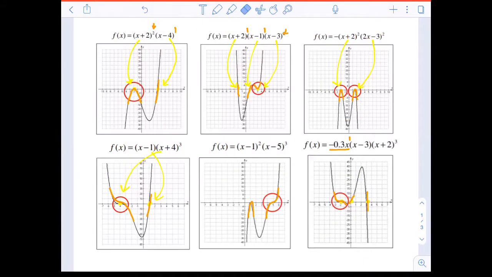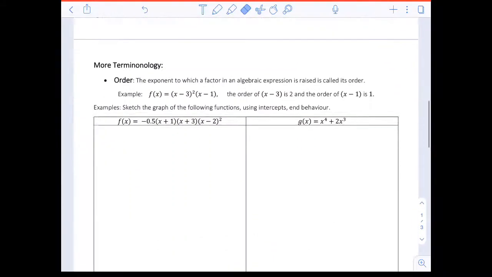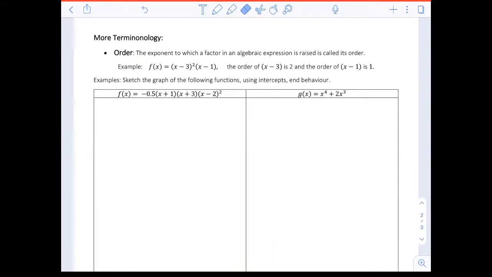Alright, so we're going to use this information in order to sketch some of these. On the next page at the top, it just goes over that order stuff that I was talking about. Basically, it's the exponent that would appear on any one of our factors, and it gives us information about how the equation is going to act around those x-intercepts.